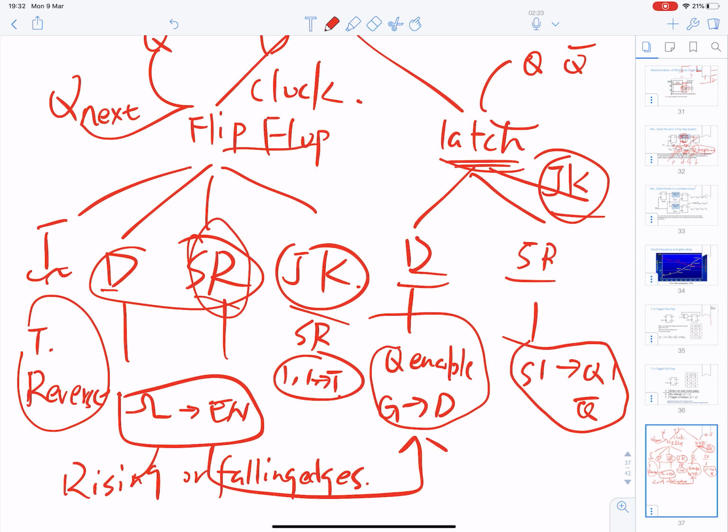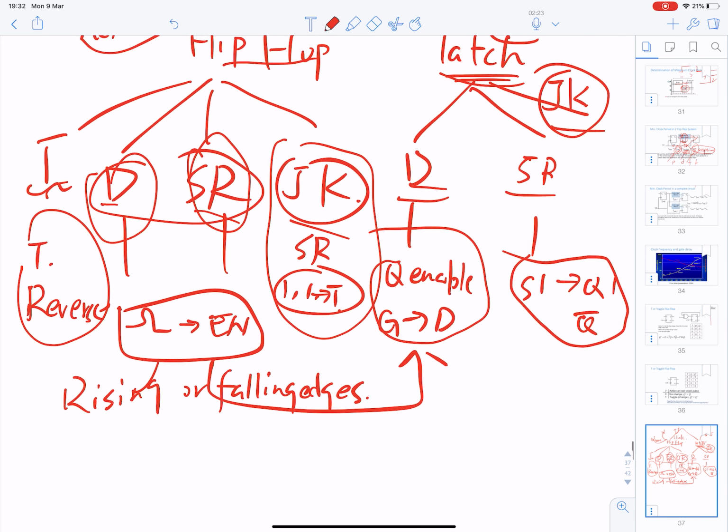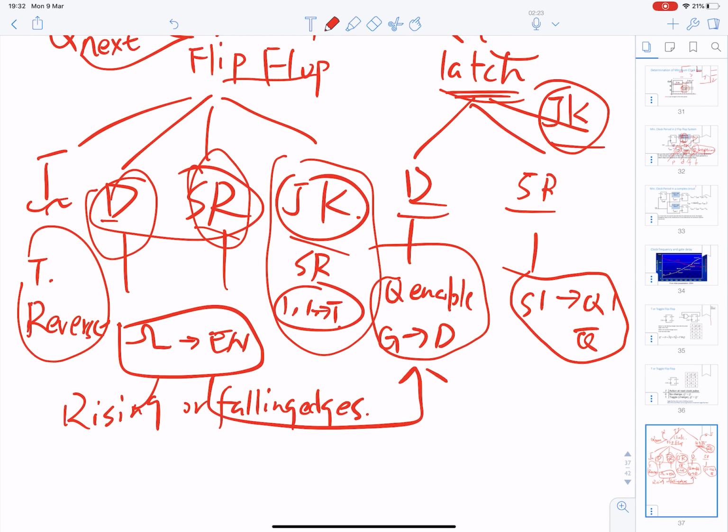The SR and the D are just like putting a clock signal on the enable of the latch, and the JK is just like putting a clock signal in the time period.